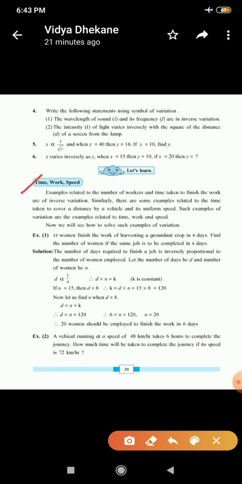Second example. A vehicle running at a speed of 48 kilometers per hour takes 6 hours to complete the journey. How much time will be taken to complete the journey if its speed is 72 kilometers per hour? So let us go to the next page.